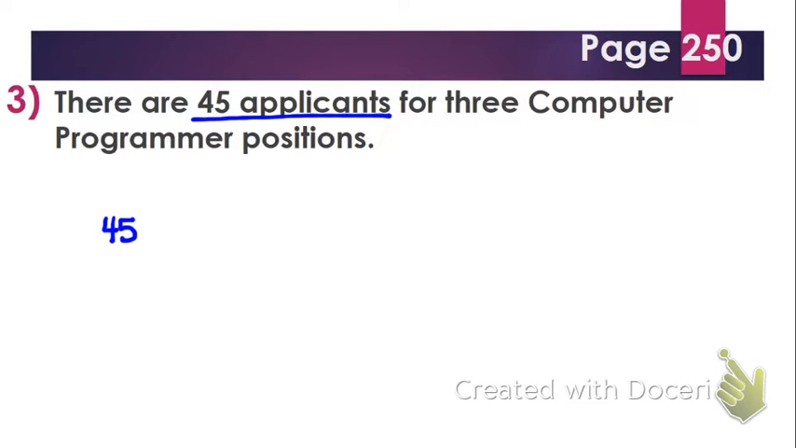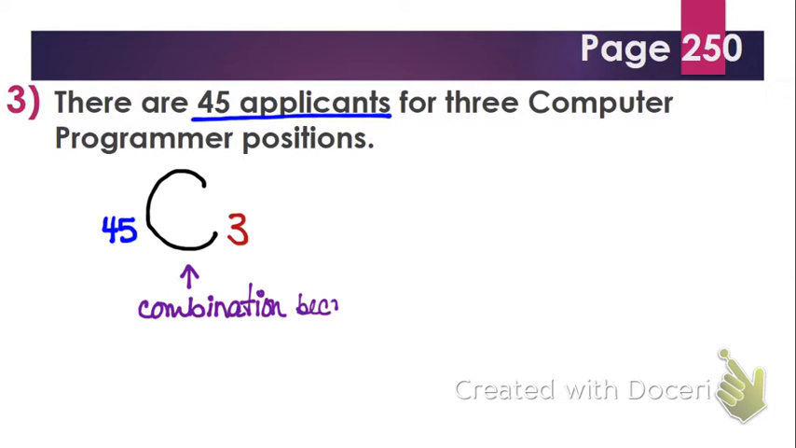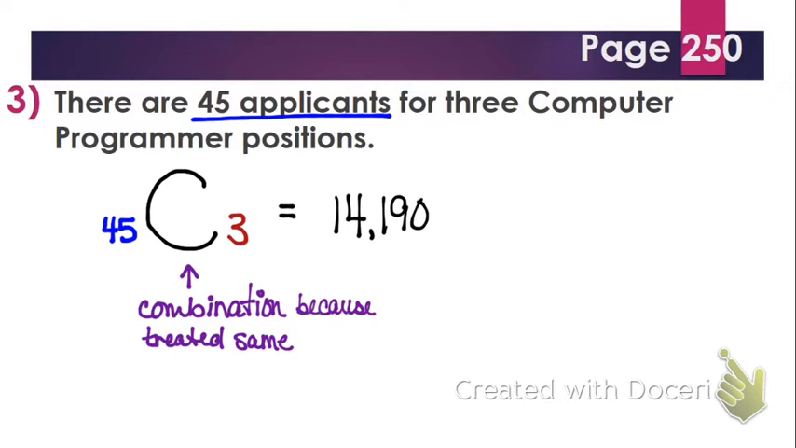This is our first combination. And 3 people will be chosen. This is a combination, because everyone will have the same responsibilities once they're hired for these jobs. So out of this pool of 45 applicants, how many different ways could 3 people be selected for this job? 14,190 different ways.